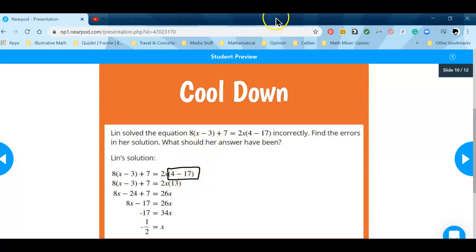So let's go ahead and actually do this challenge. And let's get some space here. I'm going to go over this corner and get the correct answer. So I have 8 times the quantity of x minus 3 plus 7 equals 2x times the quantity of 4 minus 17.